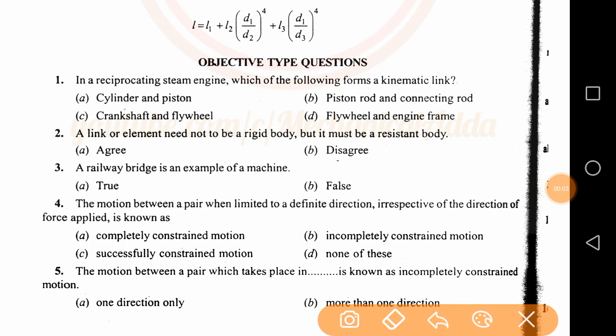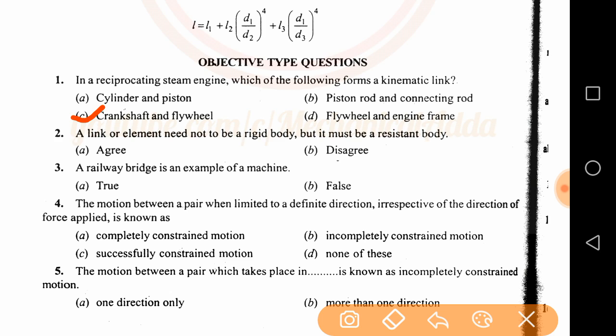हम बात करेंगे थ्योरी ऑफ मशीन के इम्पोर्टेंट क्वेश्चंस की। फर्स्ट क्वेश्चन है, इन अ रेसिप्रोकेटिंग स्टीम इंजन विच ऑफ द फॉलोइंग फॉर्म्स अ काइनेमेटिक लिंक? The answer is C.